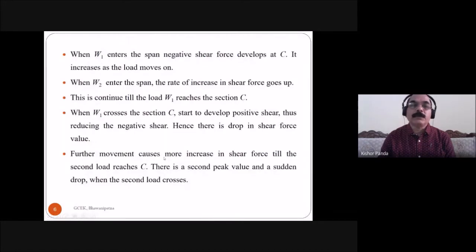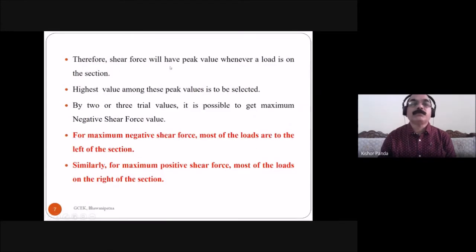Therefore, the shear force will have a peak value whenever a load is on the section. The highest value among these peak values is to be selected. By 2 or 3 trial values, it is possible to get the maximum negative shear force value.